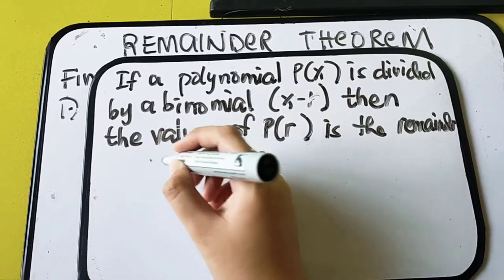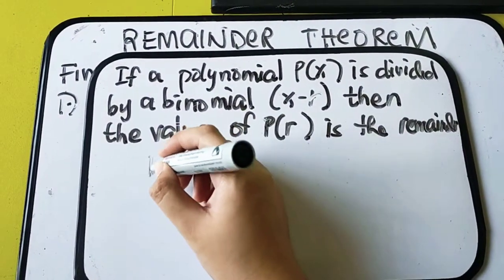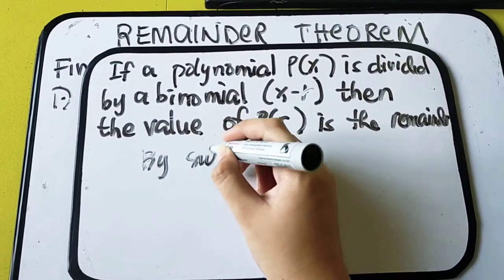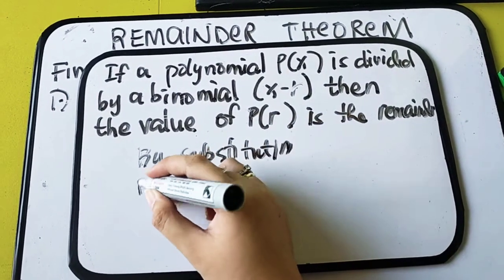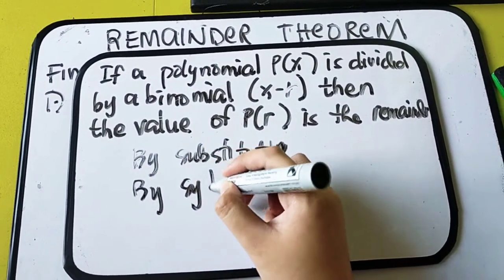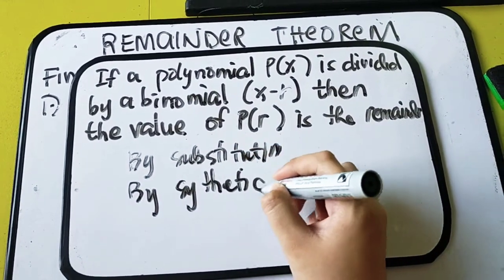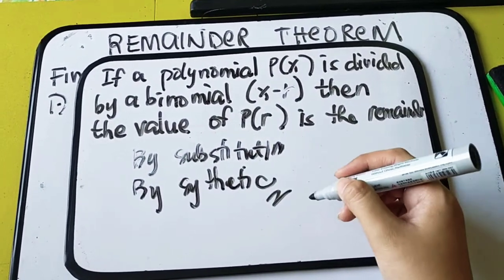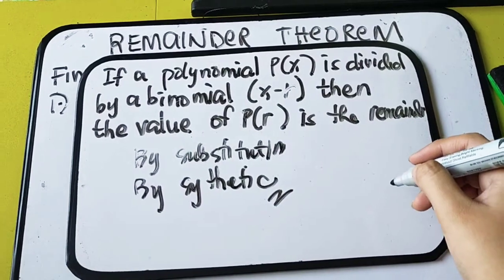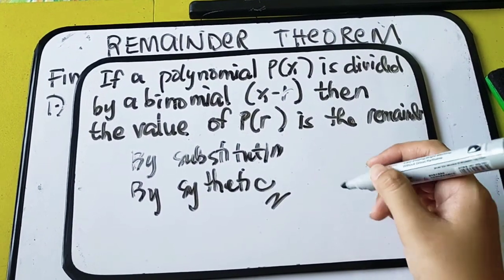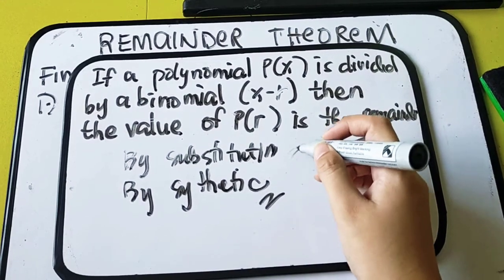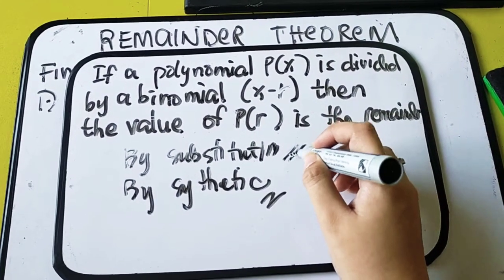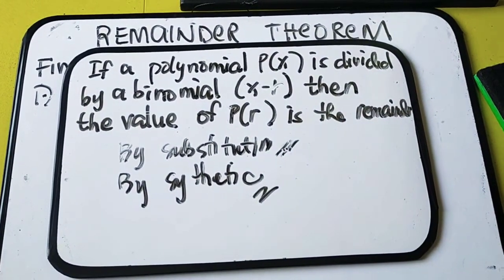So, pwede nating makuha ang kanyang remainder by substitution, or pwede rin naman by synthetic. Kung ang hinahanap lang naman natin ay remainder, synthetic, mas madali. Kung ano yung dulo, yun na yung remainder. Tama ba? Pero syempre, turo ko muna kung paano rin by substitution. Ito yung pinaka-remainder theorem natin. Let us have an example.